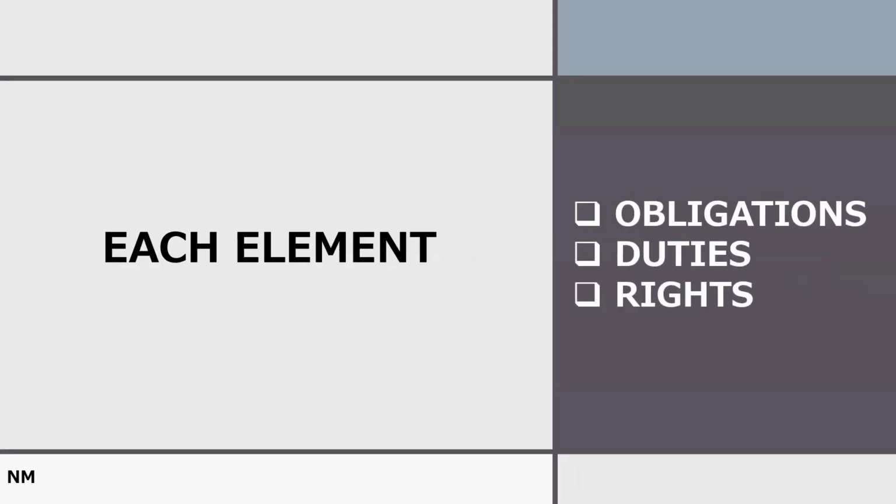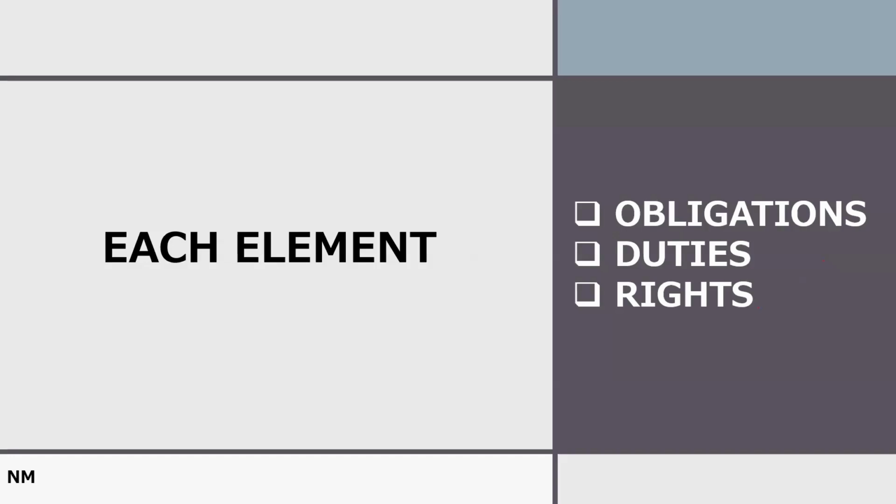And each element has different or unique obligations, duties, and rights inside it. So what is the obligation? What are the duties? What are rights? We should have a proper idea of that as well. An obligation is an act or performance that we have to deliver under the contract, right? And the rights are the things that we get in return by performing those obligations.